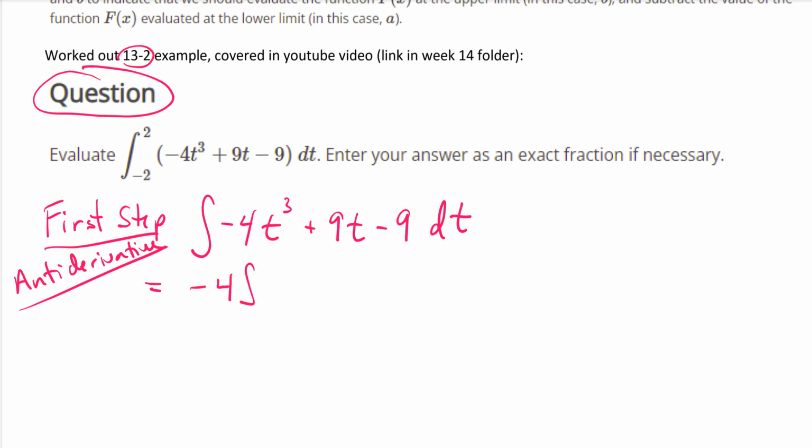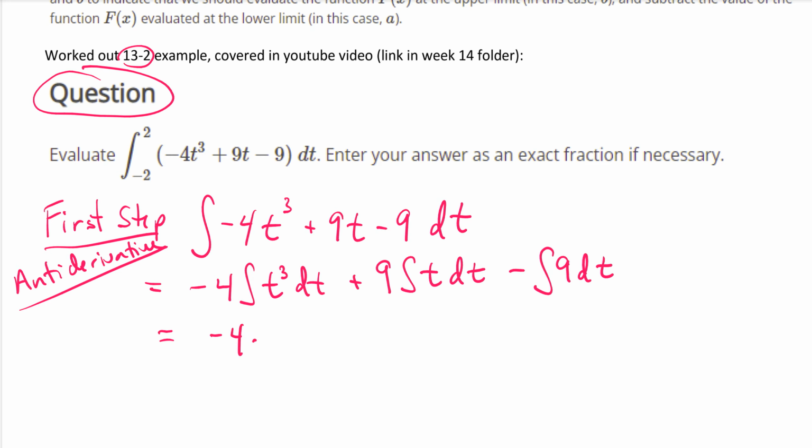And so this is equal to -4 times the integral of t to the third dt plus 9 times the integral of t dt minus the integral of 9 dt. And then we go along here term by term, so to speak, like so, -4. Here we have to take the exponent t to the third, add 1 to it, and divide by the exponent, 1/4 t to the fourth. Plus 9, similarly here we have t to the first. So we need to add 1 to the exponent. 1 plus 1 is 2, and we get 1 over 2, t to the 2.